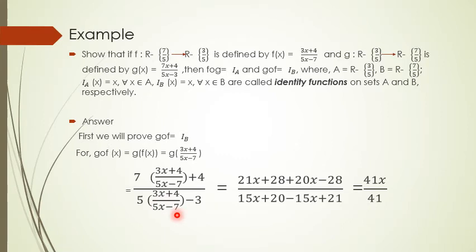In both numerator and denominator, 5x minus 7 is present. So we can cancel it. Also we can cancel 28 and minus 28. Then we get the answer like this.